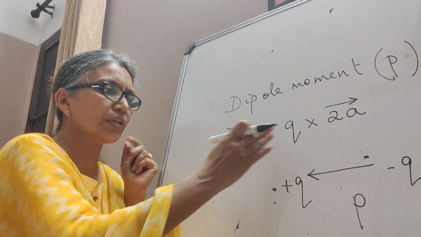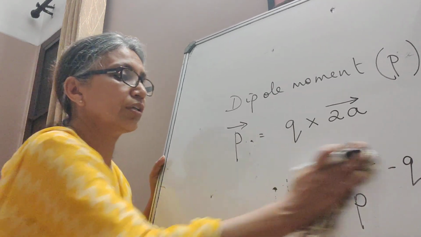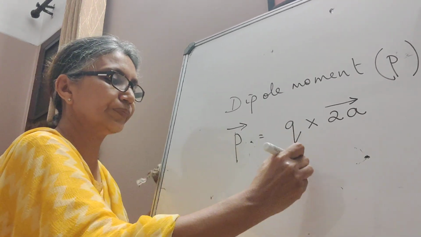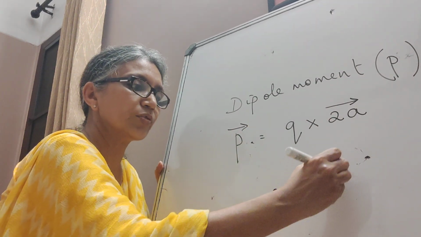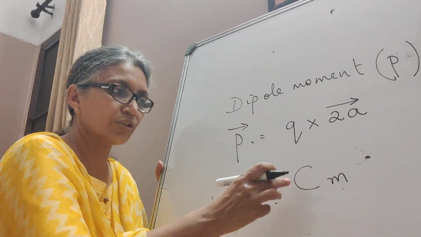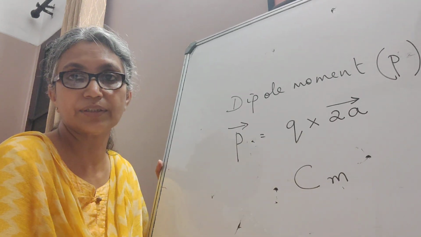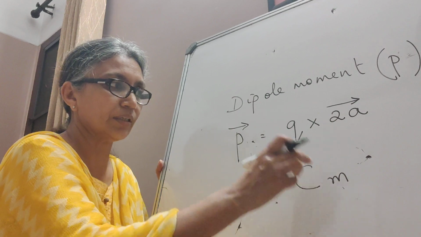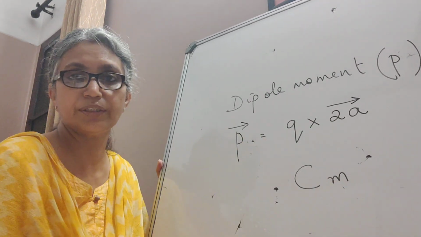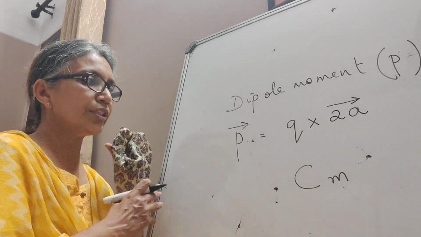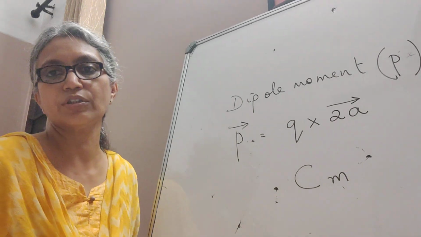Its SI unit is very clear from the formula. The SI unit for charge is coulomb with a capital C, and the distance in meters with a small m. Make sure that you use a capital C, because if you write small c, then it becomes a centimeter. This is coulomb meter, coulomb being the SI unit of charge, and 2A has an SI unit of meter. So that is dipole moment P, which is a vector quantity, directed always from the negative charge to the positive charge.